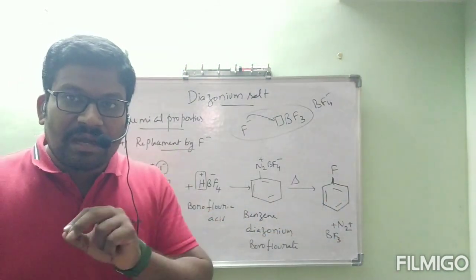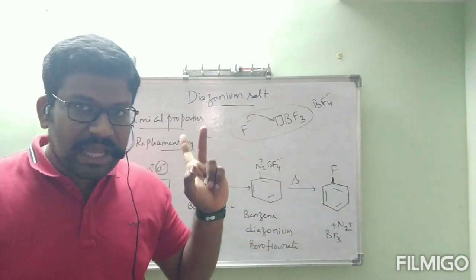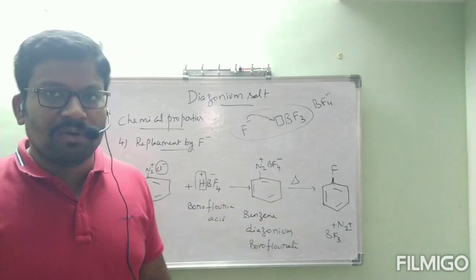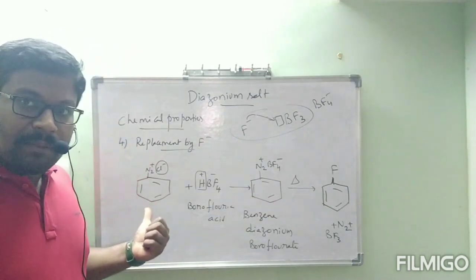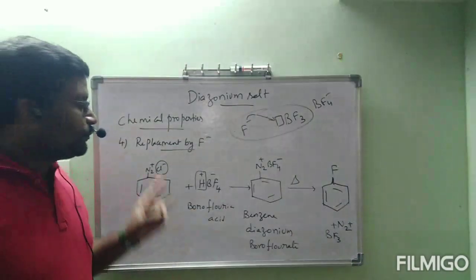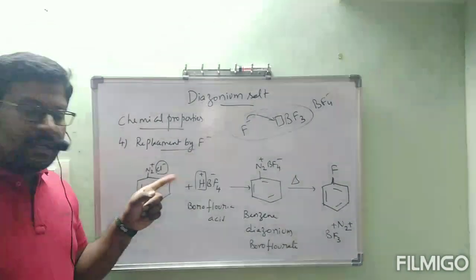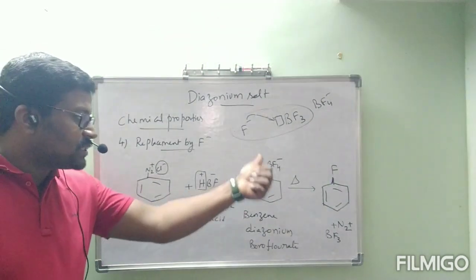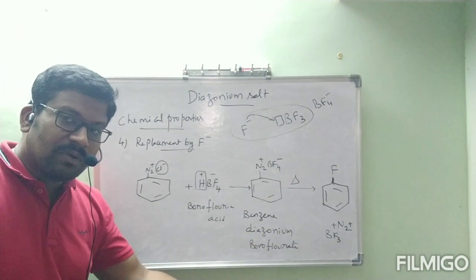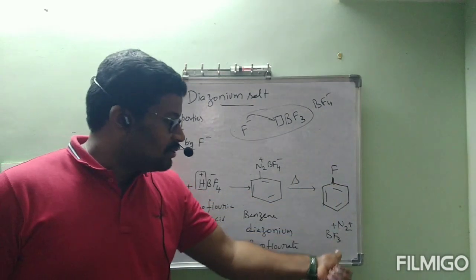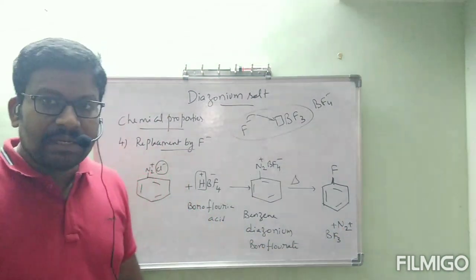Generally, fluorobenzene is not formed easily. In haloalkanes and haloarenes also we have seen. This is also one of the techniques to prepare fluorobenzene from benzene diazonium chloride. This is property number 4, replacement by F minus. Benzene diazonium chloride reacts with HBF4. We will get first benzene diazonium borofluorate. When heated, it forms fluorobenzene plus N2 plus BF3. Okay, write them neatly.